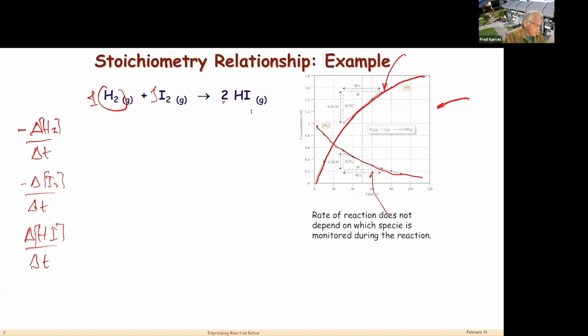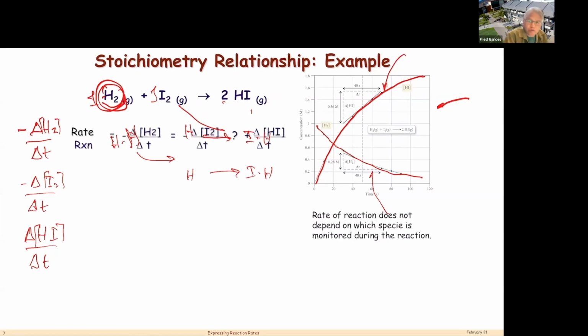And that makes sense because physically, for every one of these that is consumed, it needs to break apart and it needs to hook up with the iodine. For every one of the hydrogen that's consumed, you produce 2HI because there's 2 hydrogens in 1 H2. So it makes sense that this ratio is going to be a 2 to 1. And the balanced equation shows you that as well.